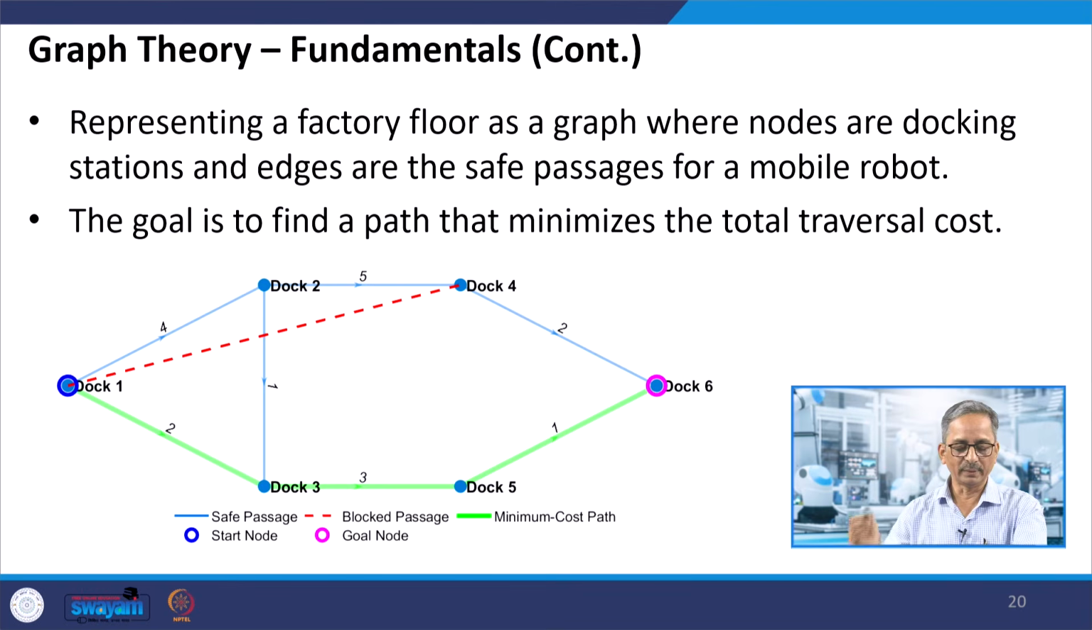For example, representing a factory floor as a graph where nodes are docking stations and edges are the safe passages for a mobile robot.